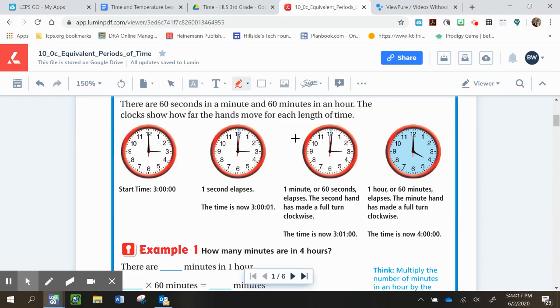If we move here, it shows you 1 minute or 60 seconds elapses, and you're going to learn what that word is in our next lesson. The second hand has made a full turn clockwise. So the second hand went all the way around, and therefore the minute hand moves a minute. Then looking at 1 hour or 60 minutes that elapses, the minute hand has made a full turn clockwise. So the minute hand moved all the way around the clock in order for us to move to the hour, 4 o'clock.